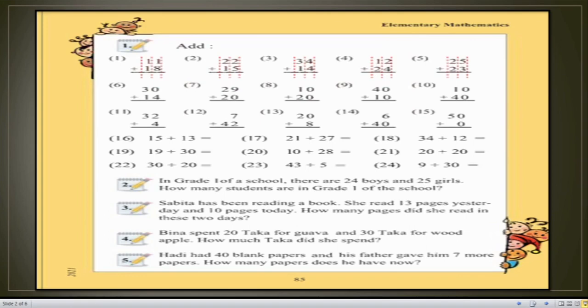So in question number 2, we can see that in grade 1 of our school, there are 24 boys and 25 girls. How many students are in grade 1 of the school? So look, the data is there were 24 boys and 25 girls. So the question to you is how many boys and girls are total in that particular class. So now we will try to solve this question number 2. So let's go to the board.